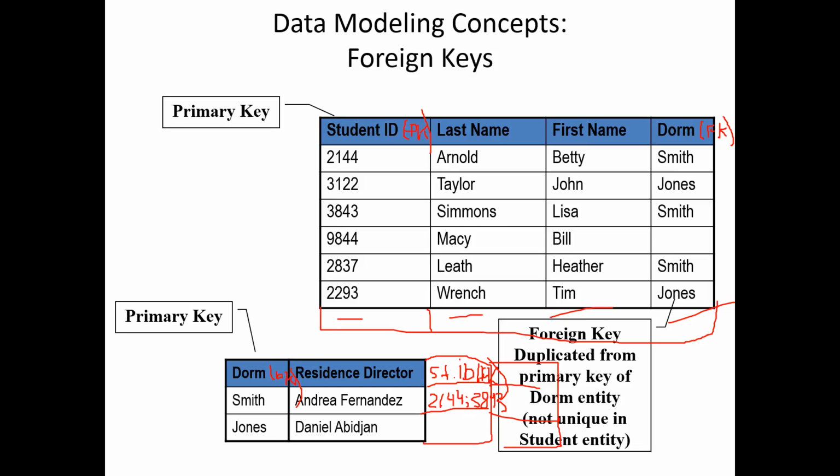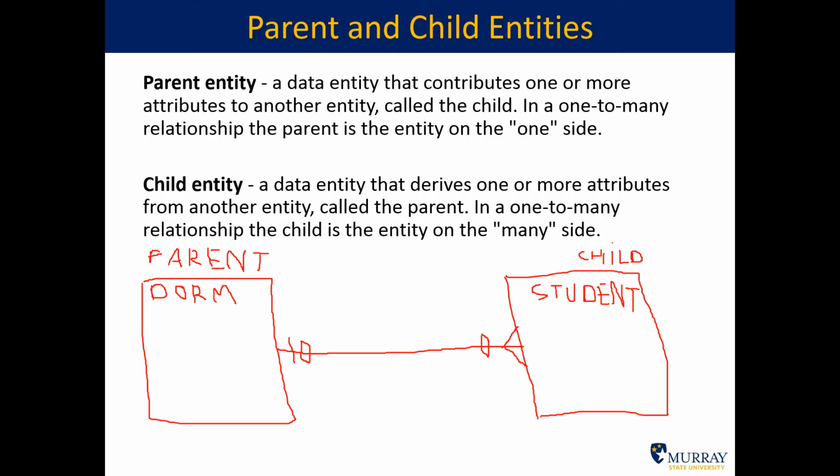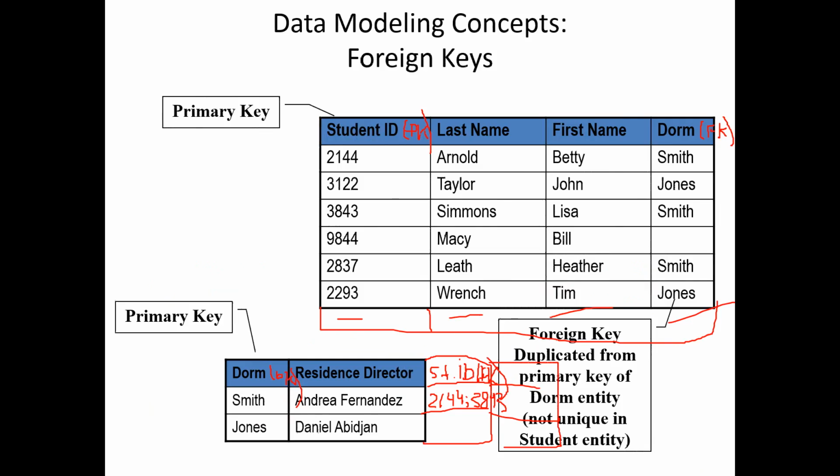In our case, the parent entity is the dorm entity because it's on the one side, and you insert it into the child entity. Now, the child entity is an entity that is on the many side, right, as we saw in this particular slide. So student is a child entity because it's on the many side right here. And in that case, the primary key of dorm, once inserted here, becomes the foreign key. Okay, so this is how relationships among or between entities are implemented using primary and foreign keys.